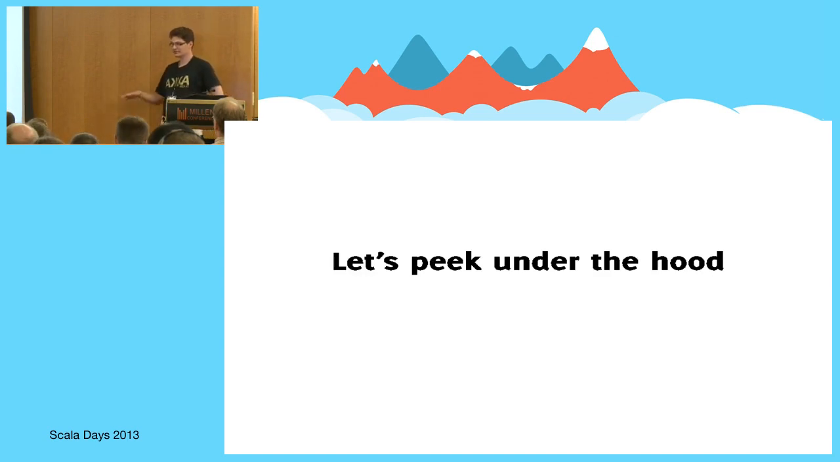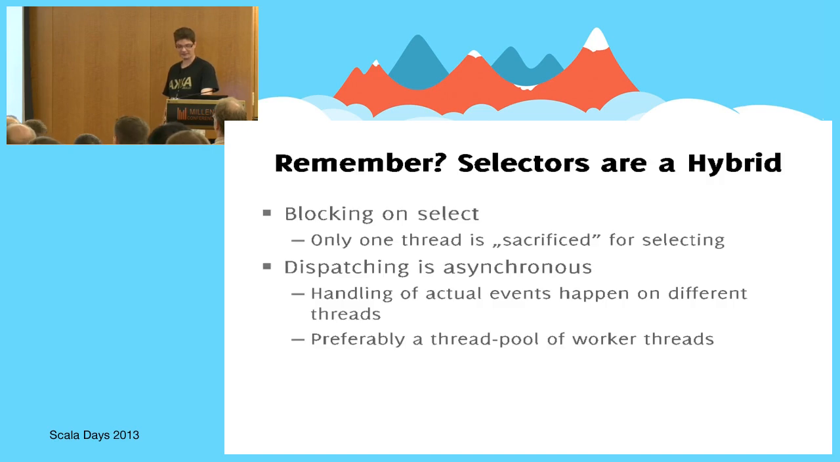So, we saw now how the Akka API looks. We have a feel of it. We went through the hassle of seeing how API design could go, and we also had a peek at selectors. So let's see how all these things fit together. Do you remember? Selectors are a hybrid. We sacrifice a thread that will do the blocking and wait on events, and then we dispatch to, preferably, a worker pool.